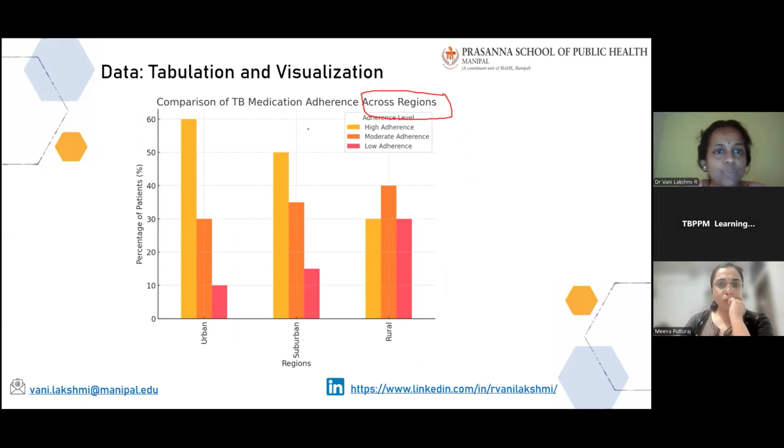If you look at it, this bar's height is 60. This bar's height is 30. And this bar's height is 10. So each group will add up to 100, if you notice. So the first lesson we learned was avoid 3D graphs as much as possible because interpreting a 3D graph is not easy.